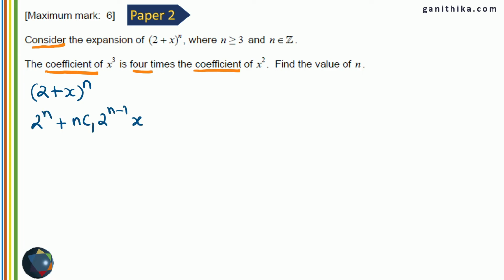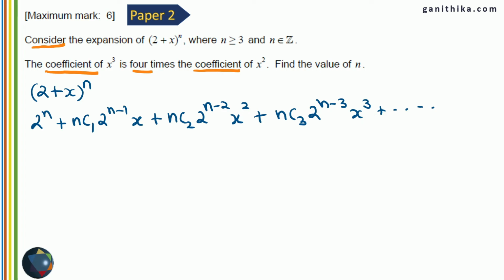Expanding this using binomial expansion, we will get 2 power n plus nC1 2 to the power of n minus 1 times x plus nC2 2 to the power of n minus 2 x square plus nC3 2 to the power of n minus 3 x cube. Will you proceed further? No, we don't need any more terms here. We just need the x square and x cube terms. So we stop with this term. We put dot dot dot after this and we will pick up the coefficients of x square and x cube from this.